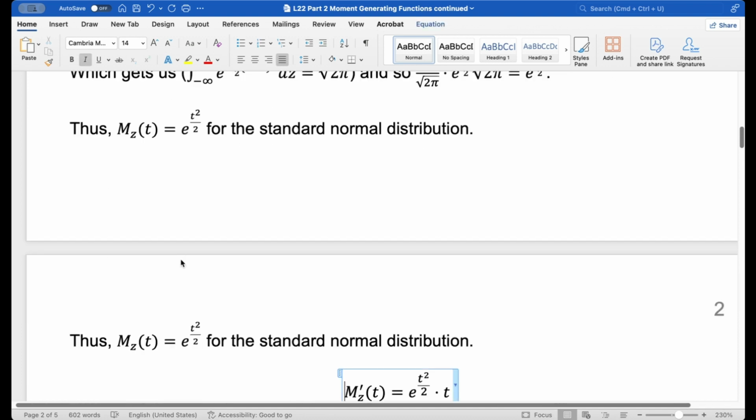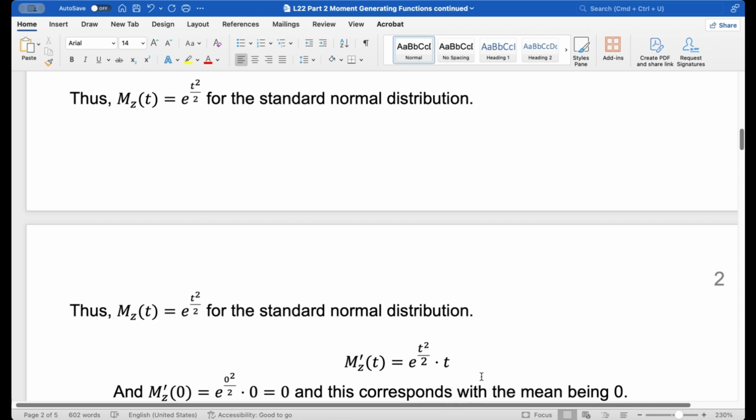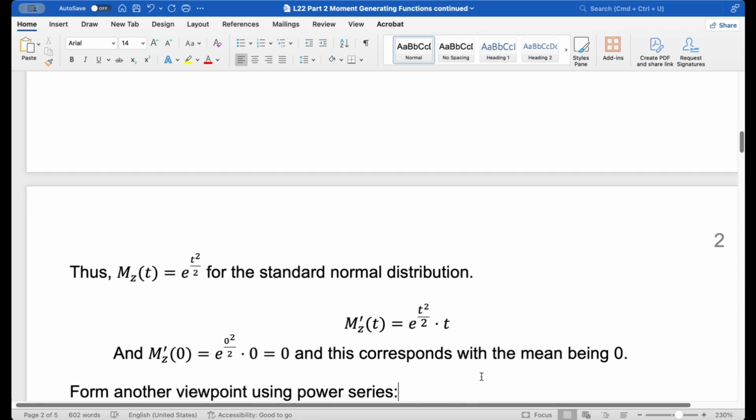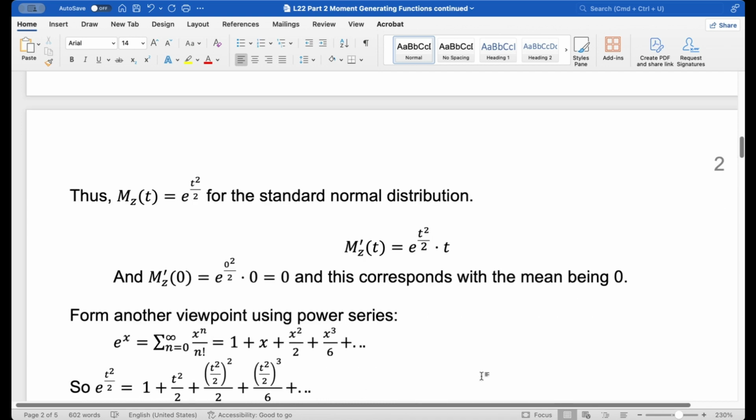Now, if we take the derivative of that and substitute in 0, we can find the mean. The derivative with respect to t is the exponential, and the derivative of the exponential is itself times the derivative of the exponent, which is 2t over 2, or just t. Plugging in 0 gives us 0, which matches that the mean here was 0.